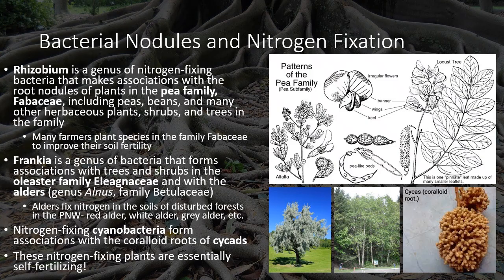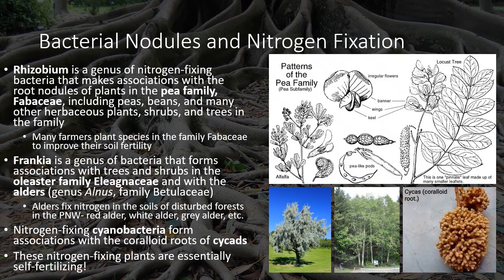And then the last group of bacteria are the nitrogen-fixing cyanobacteria that form associations with the coralloid roots of cycads. So if you think about a cycad, like a sago palm, they have these really odd coralloid roots, and they're called coralloid roots because they kind of look like a coral from a coral reef. And that's basically another type of nodule, that root nodule that a plant can use to feed a bacteria, house a bacteria, feed it sugars, and collect nitrogen for itself.